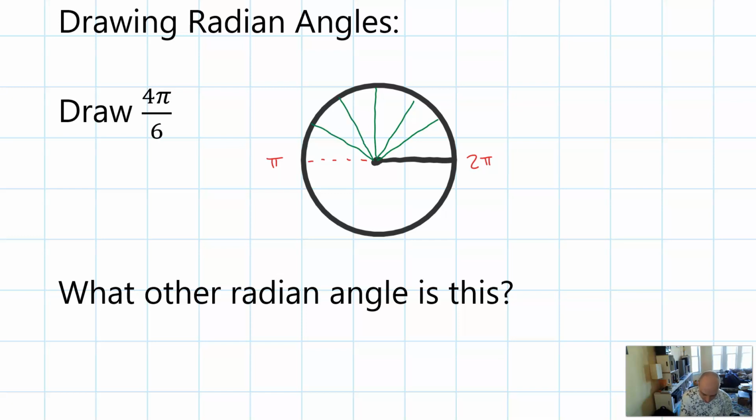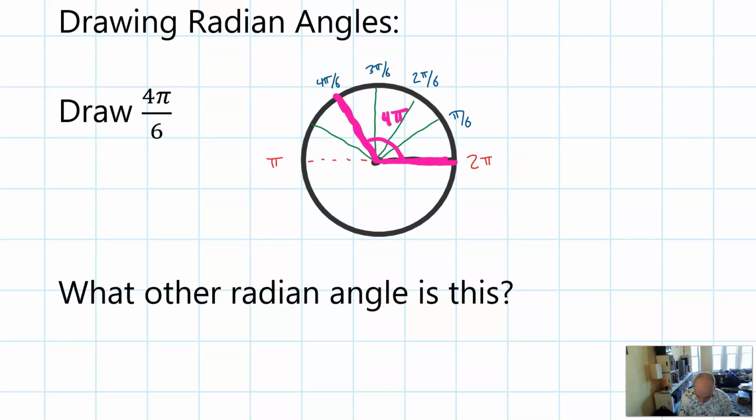And then I'll just count: 1 pi over 6, 2 pi over 6, this is 3 pi over 6, and this is 4 pi over 6. So the angle 4 pi over 6 would look like, in standard position, this right here.